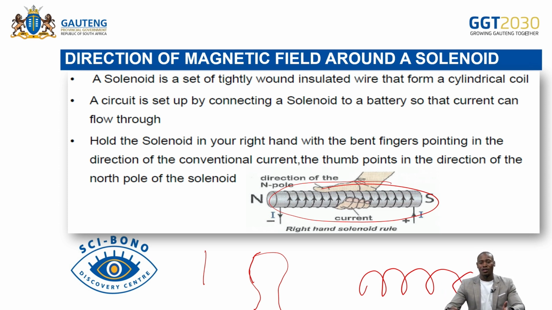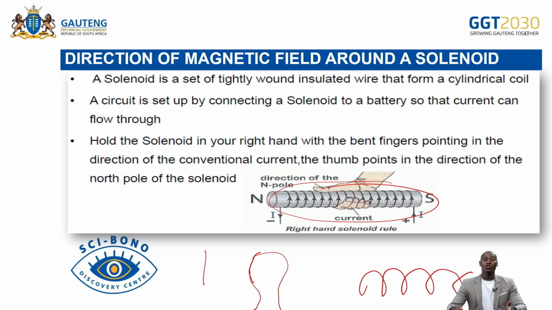Loops. That is a solenoid, a coil. You can see there are so many loops here. It's unlike a loop, which is just a single wire. But here there are so many loops, which form what we call a solenoid.